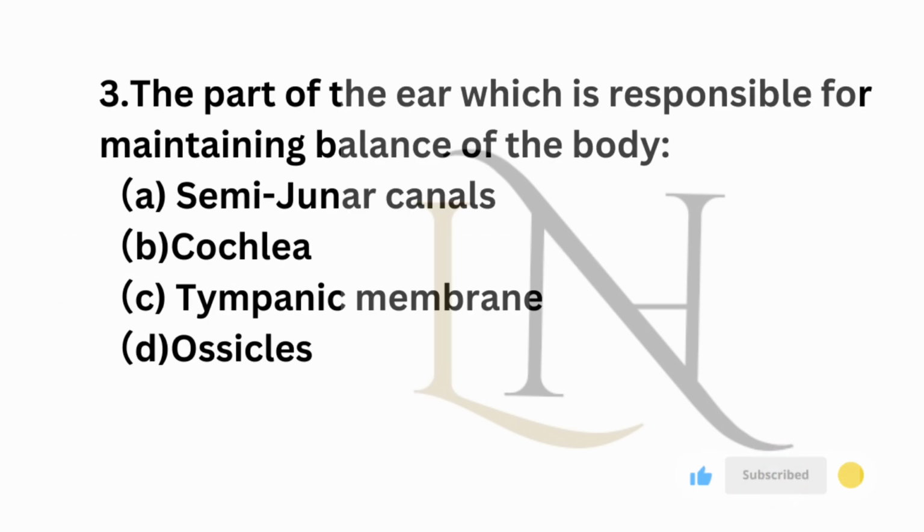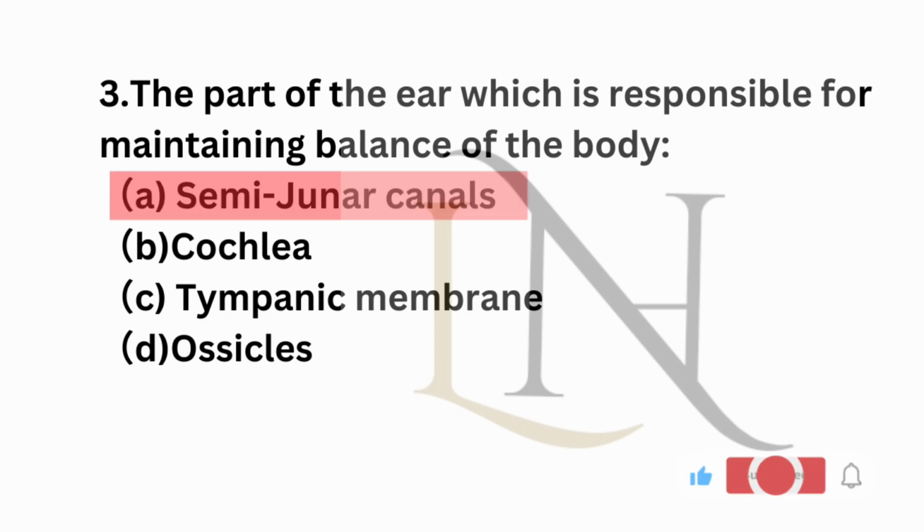The part of the ear which is responsible for maintaining balance of the body: option A, semicircular canals; option B, cochlea; option C, tympanic membrane; option D, ossicles. Correct answer: option A, semicircular canals. Next question.